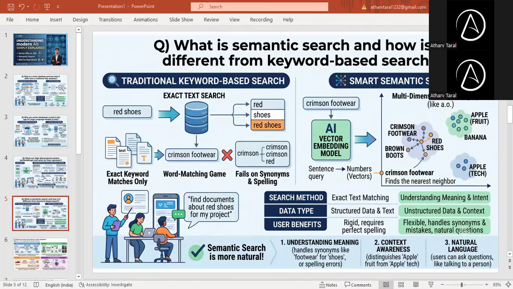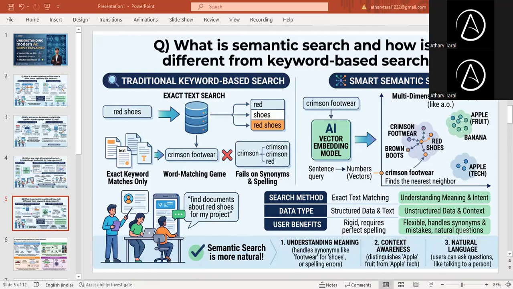It knows the difference between the fruit, and Apple, the tech company, based on the other words in the sentence. The next one is natural language. It allows users to ask a question in plain English, like they are talking to a person, rather than typing a list of keywords.